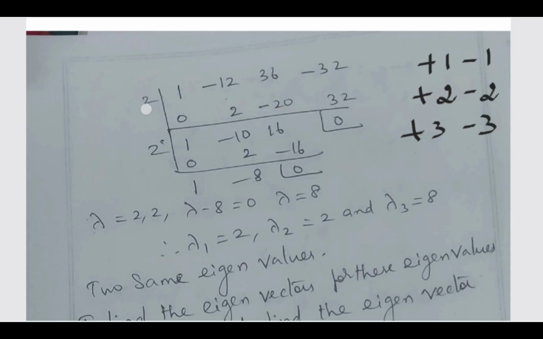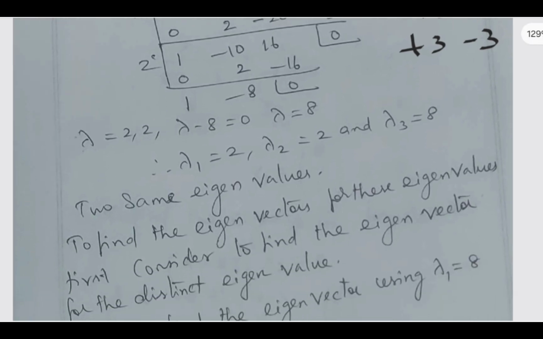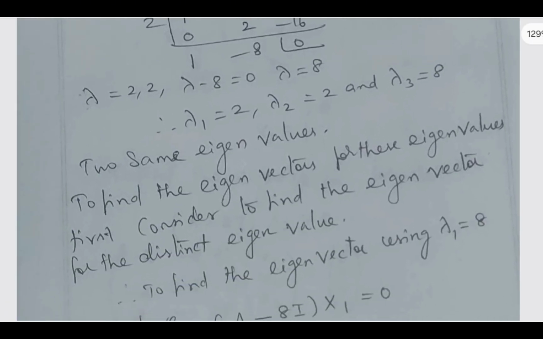So as usual, lambda equal to 2, lambda equal to 2, lambda minus 8 equal to 0. I have written lambda equal to 2, 2, 8. So lambda 1 is equal to 2, lambda 2 equal to 2, lambda 3 equal to 8. Here observe the eigenvalues: 2 values are same and the third value is different. So automatically it is a different problem with the symmetric matrix. I have taken 2 same eigenvalues, and one value is distinct.